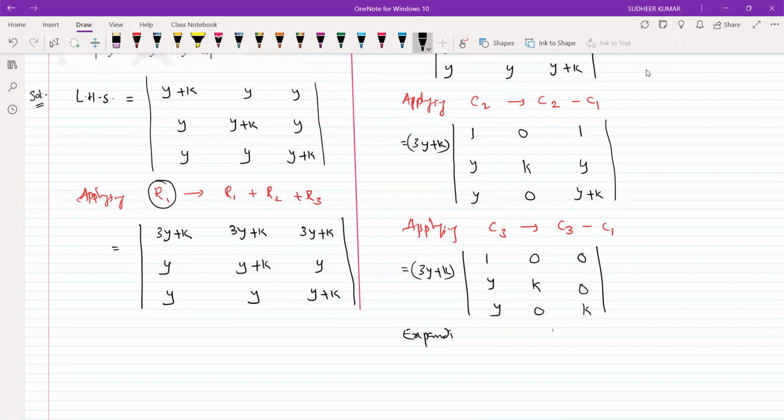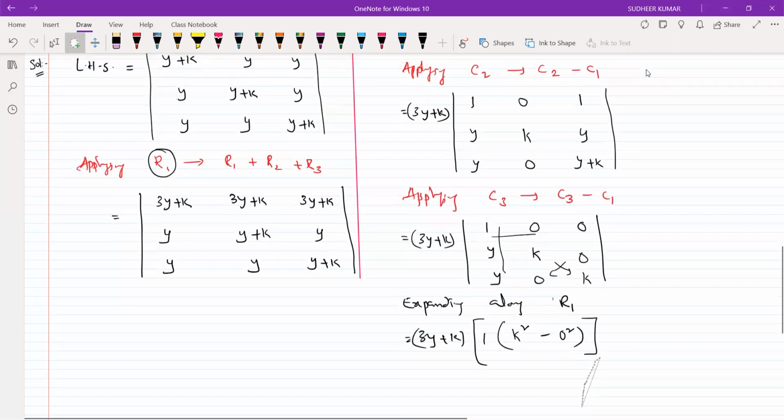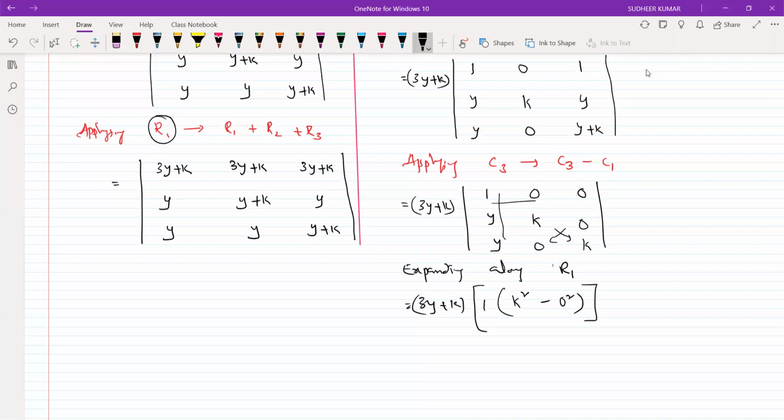So expanding along R1, the result is 3y plus k remains the same into 1 times the next. Delete this row and column. So these two multiplied: k square minus this 0 square, 0. It is easy in simplification. Or else this step is not required. So 3y plus k times, this is 1 into k square, which is k square only.